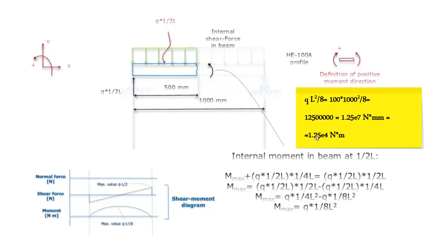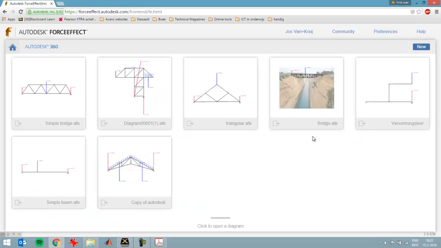I get a value of 100 times the length squared, so 100 times 1,000 squared divided by 8, and I'll get this value, and I can reproduce that with the help of the free FEM tool, as I'm going to do now. So I'm going to switch over. This is Autodesk Forceeffect. You can start it just by using this website. If you log in, then you can also save your models. But if you don't log in, you can already start a calculation. So it's convenient to create a login, and then you can save your models.